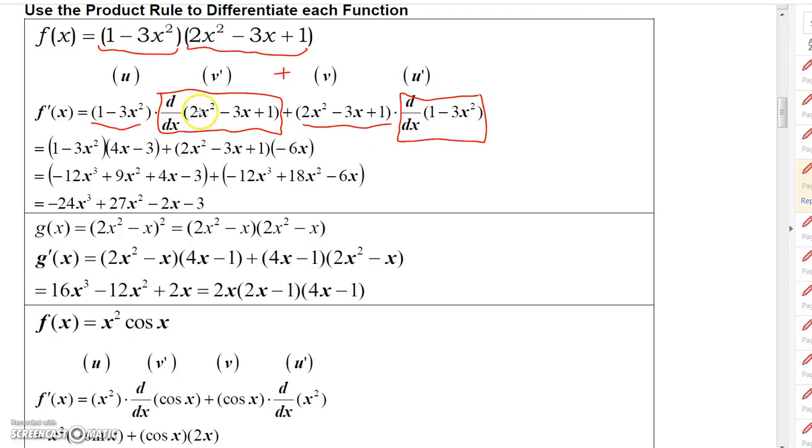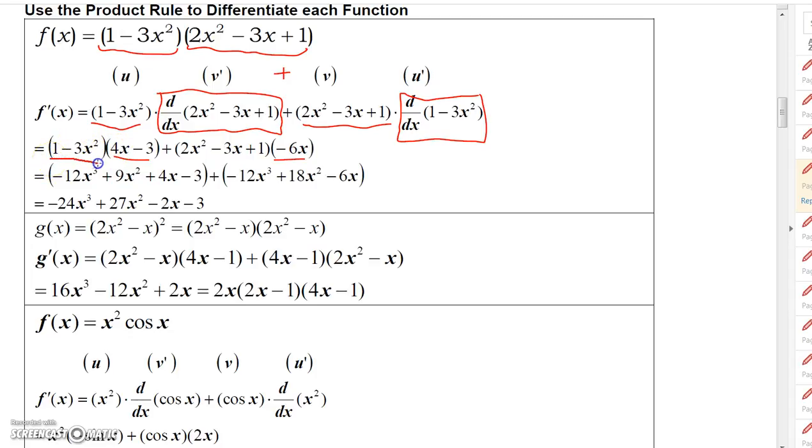Okay, so now let's go ahead and calculate these derivatives. The derivative of 2x squared minus 3x plus 1 is actually 4x minus 3. And the derivative of 1 minus 3x squared is actually minus 6x. So make sure you've reviewed your rules of differentiation, or you want to understand that.